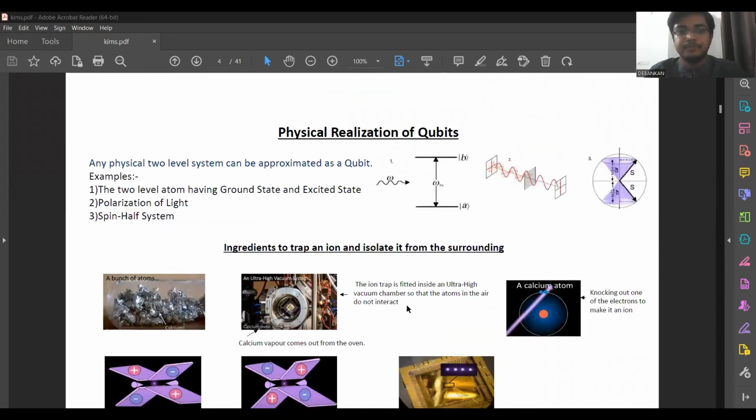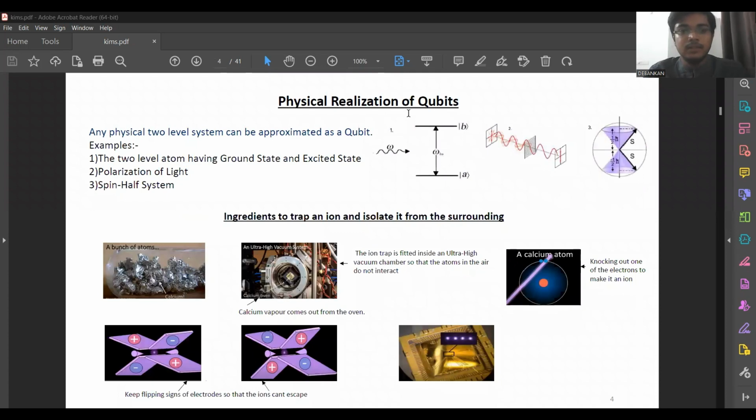Okay. So now let me discuss how we can physically realize a qubit. Any two-level physical system can be approximated as a qubit. Like we can treat the ground state energy and the first excited state energy of an atom as the two levels of a qubit. So we can say the ground state is the state 0, and we can treat the first excited state as the state 1. Also, we can treat the two polarizations, that is vertical polarization as state 0 and horizontal polarization as state 1, as the two states of a qubit.